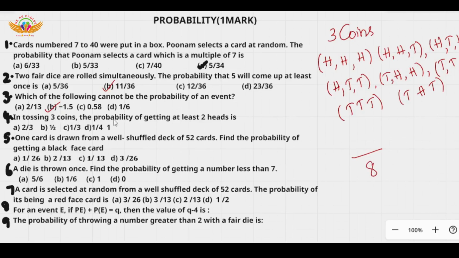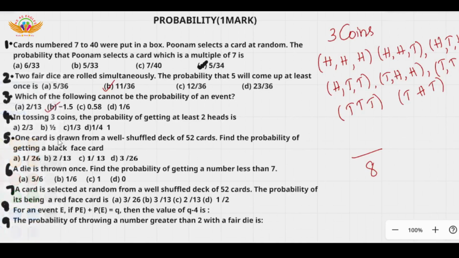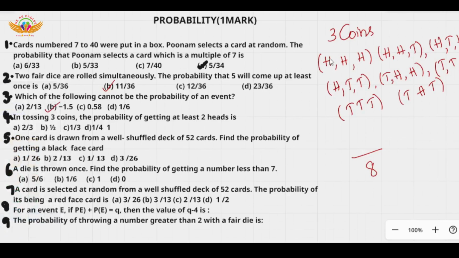In tossing three coins, the probability of getting at least two heads. So we want at least two. Now check how many possibilities are there to get at least two heads. First of all you have to know the meaning of at least. At least means it might be 2 or it may also be greater than 2. Minimum it has to be 2 or it might be greater than 2.